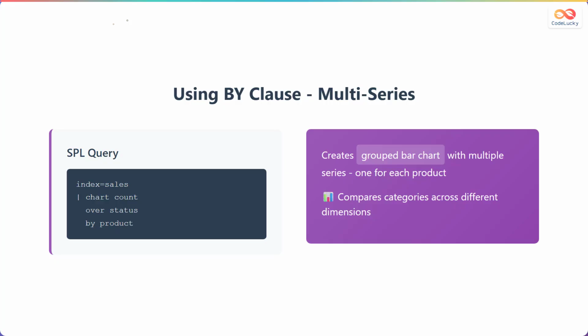The by clause adds another dimension to your charts by creating multiple series. In this example, we're counting events over status by product. This creates a grouped bar chart where each status value has multiple bars, one for each product. This type of visualization is excellent for comparing categories across different dimensions simultaneously. You can easily see not only which status values are most common, but also how they differ between products, providing deeper insights into your data relationships.